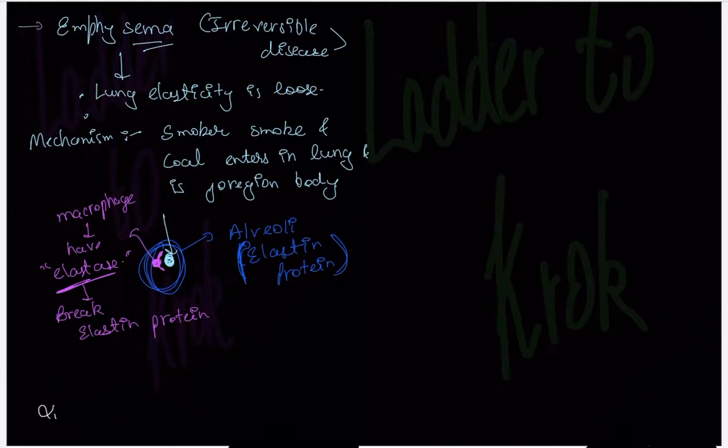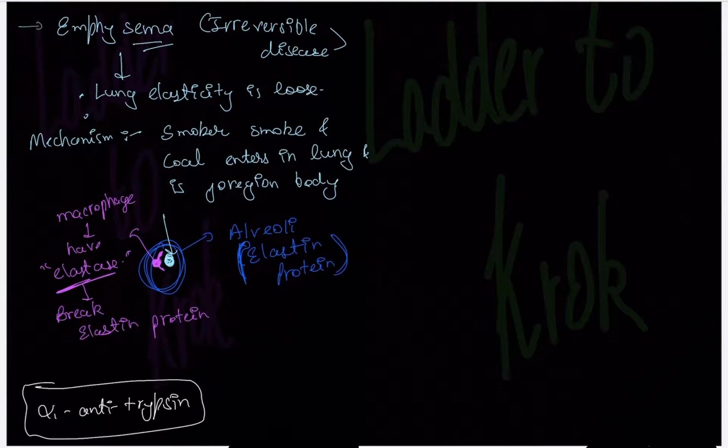What is that? Alpha-1 antitrypsin. This helps the lung maintain its elasticity. How? Basically, it blocks or stops the mechanism of this elastase. If it blocks the mechanism of elastase, then it won't break elastin proteins.